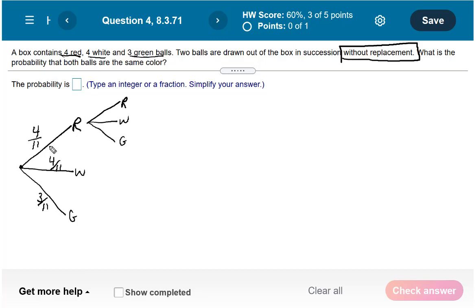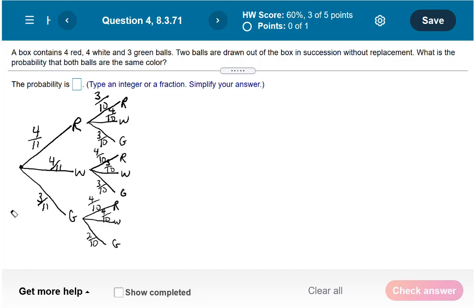Having just drawn a red, there are now 10 balls remaining. And 3 of them would be red. Still have 4 white, we still have 3 green. Now I'll go ahead and complete the tree diagram without you having to watch me do that.